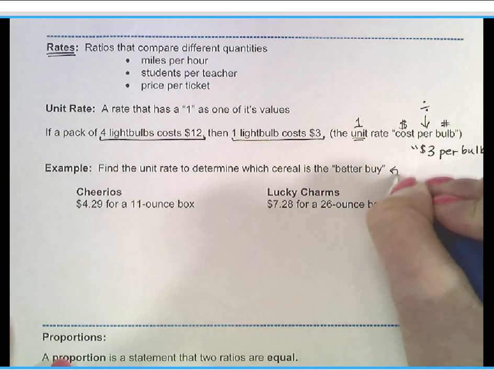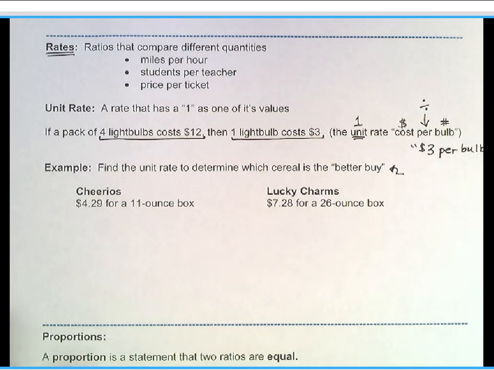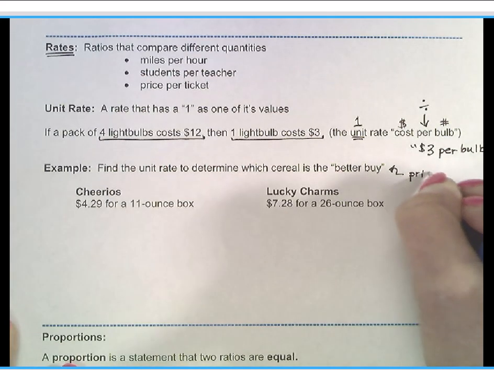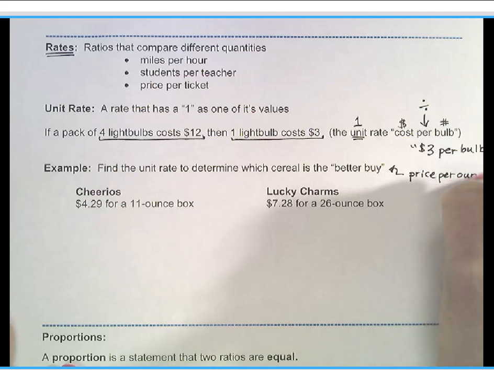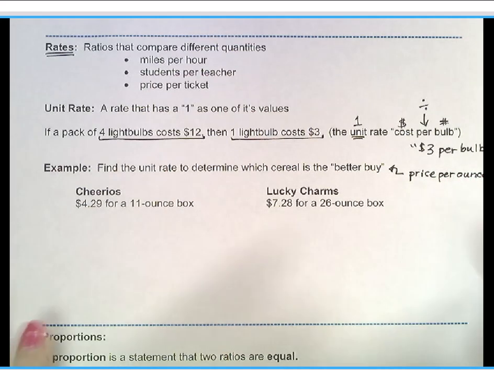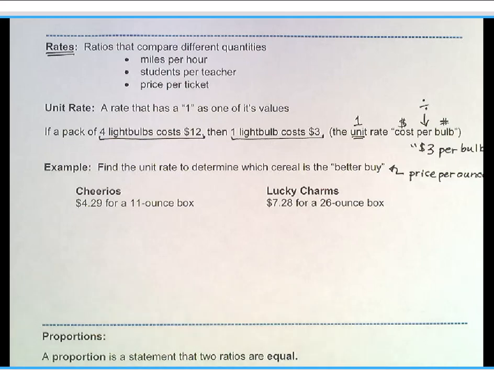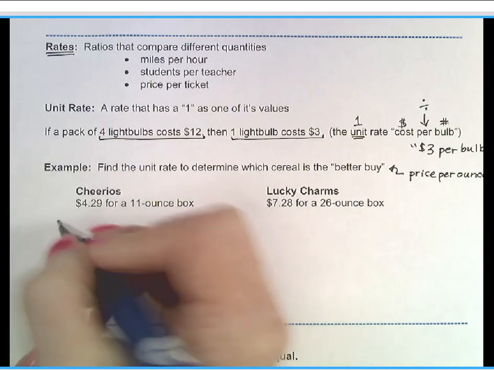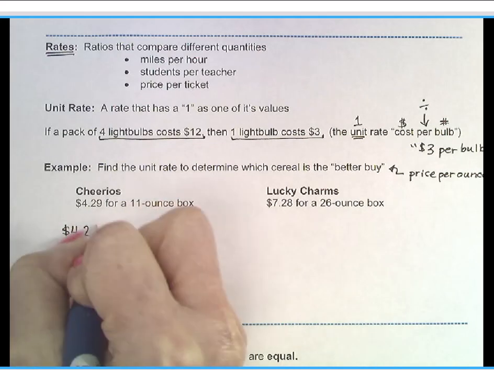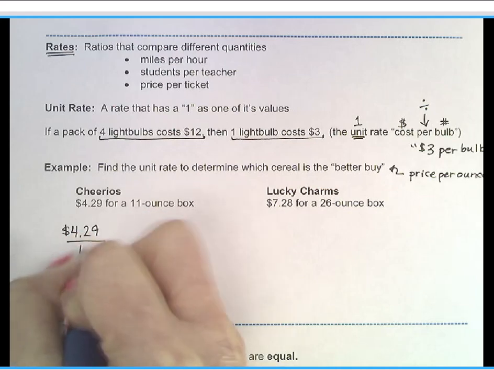And I think the better buy, we're going to word this in terms of price per ounce. Because cereal is often measured in ounces. So the price per ounce. You could also do the ounce per dollar, but I actually think it's going to make more sense if we set it up this way. So price is the dollar amount, per means divide, and then ounces. That's the rate that we're going to try to set up. So for Cheerios, let's say it's $4.29 for an 11-ounce box. That's the price. So we're going to take the $4.29, the price, per the number of ounces.